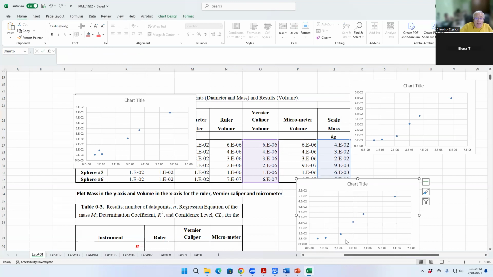Even better. Now that you have the graph, you don't even have to change the letters. See that the columns here are highlighted? All you have to do is click and drag to get the ruler plotted. That's another way of doing that.